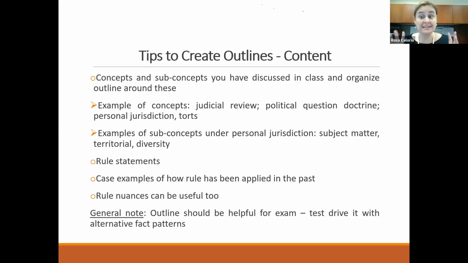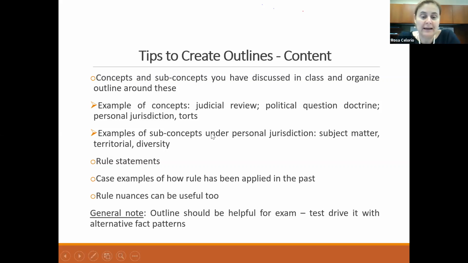Remember to get those basics first. I always tell students, get basics first, get the core first, and then you include the dicta and the nuances and the policy considerations, etc. Make sure that you don't get lost in the details. Make sure that you always have those basics down first.